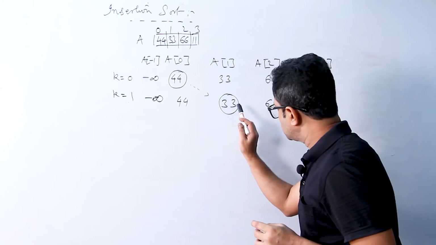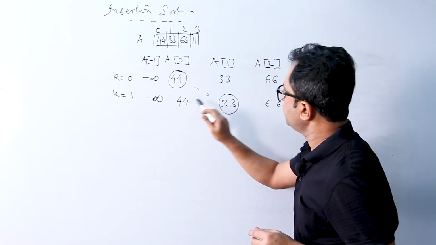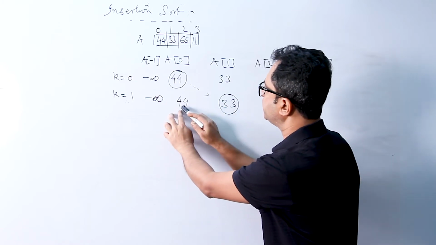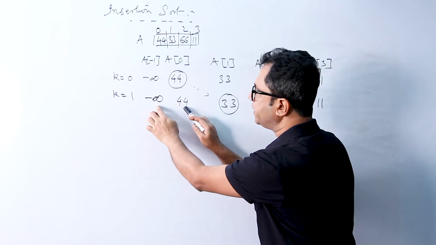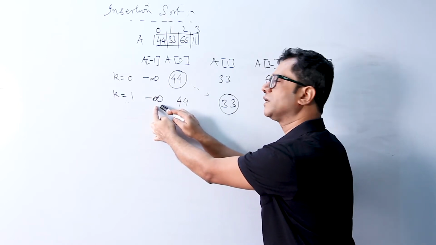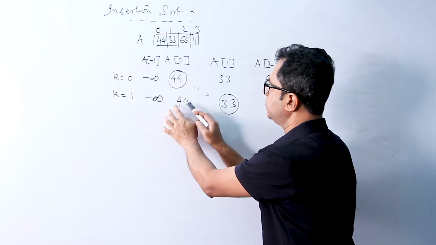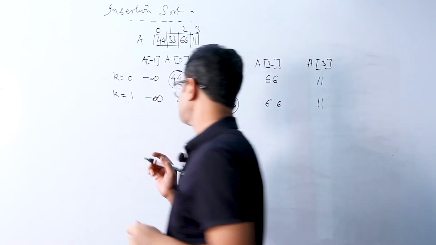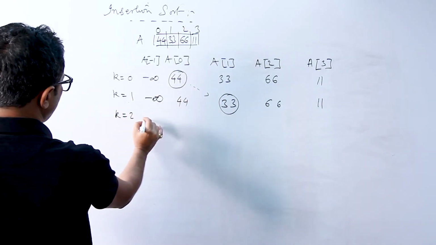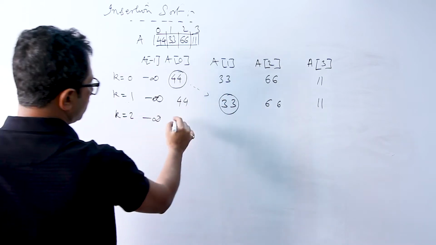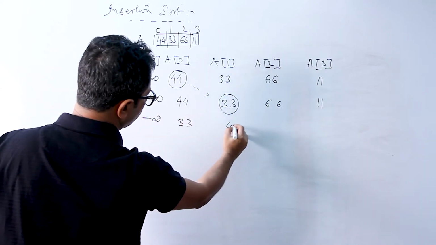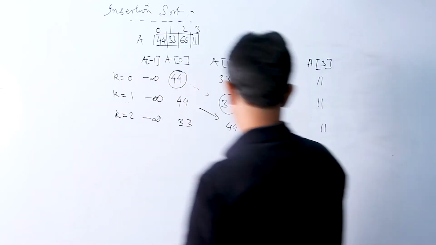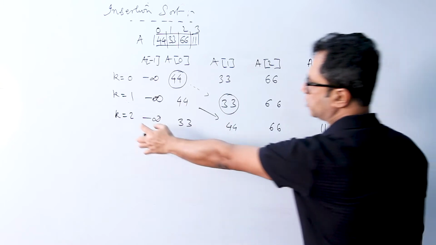So, this 33, since it is less than 44, will take this position, and 44 will come to this position. Just imagine 33 in this position, and then 33 will again be compared to the left neighbor, that is minus infinity, and minus infinity is less than 33. So, 33 will stay in the position where 44 is now placed. So, in k is equal to 2, minus infinity will remain over here, 33 will come over here, 44 will go over here, 66 will be here, 11 will be here. So, this is the position in the k is equal to 2 step.